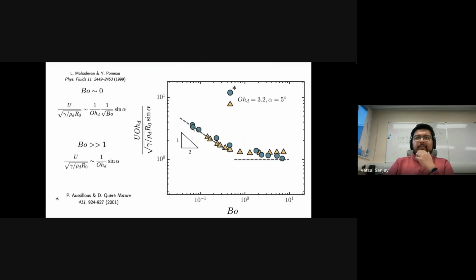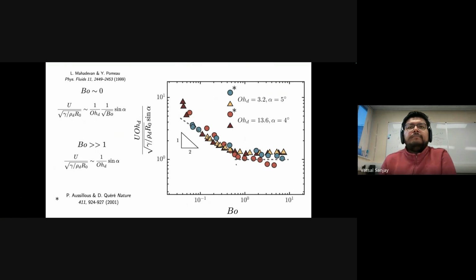And indeed, here are the experimental results. The circles are the experimental results from this paper from 2001, and the triangles are the numerical results from our simulations. What we see is, first of all, there's a good agreement between the experiments and the simulations, and both of them are consistent with the scalings, both in the limit of zero Bond and in the limit of Bond going to much larger than one. This is in fact consistent also if we go to a higher viscosity case. So now instead of 3.2, if we go to something which is 13.3, 13.6, there also we see the same two regimes of scaling, and both of them basically give us the same result.